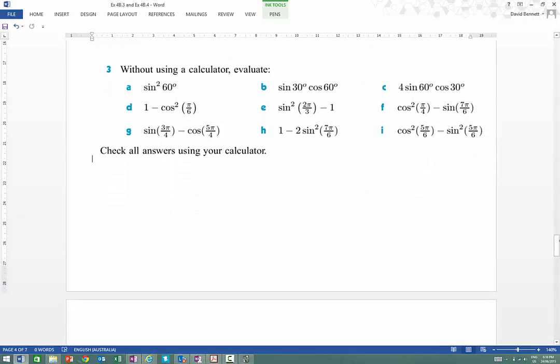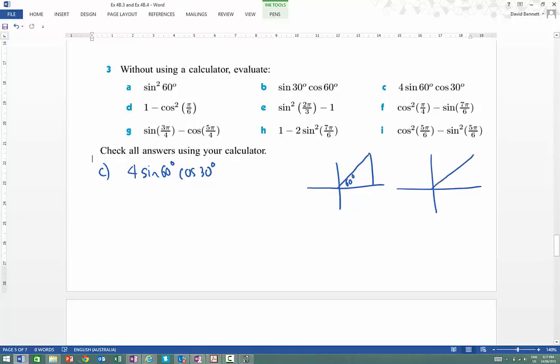Now this question says here, without using your calculator, evaluate the following things over here. So, got some options of what we could do there. Let's do question C as an example. Alright, so we've got this thing here, 4 sine 60 degrees, cosine 30 degrees. Whether we're using pi's on 4 or 30 degrees, we know it means the same thing. So I'm going to do 2 unit circles here. One at 60 degrees and one at 30 degrees.